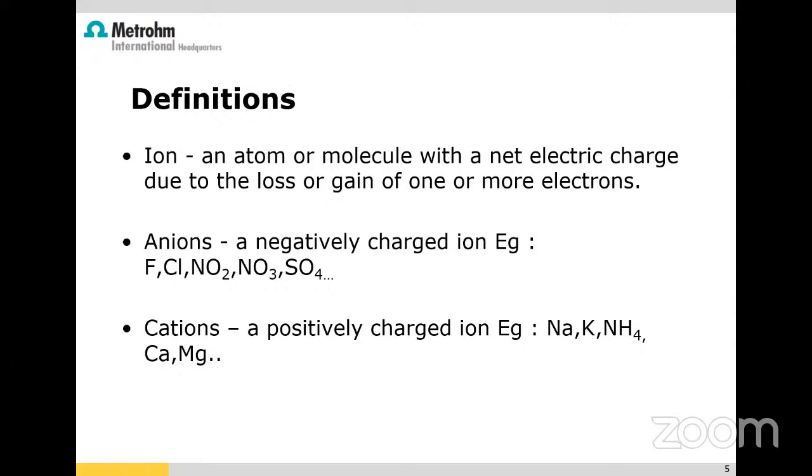For negatively charged ions, you can see the examples: F minus, that is fluoride, Cl minus, that is chloride, NO2 minus is nitrite, NO3 minus is nitrate, sulfate is SO4 2 minus. Like this, there are many ions which are negatively charged, which we call anions. Similarly, cations, we have sodium, potassium, ammonium, calcium, magnesium, strontium, barium, rubidium, cesium, etc. So these come under the cations. So this is the definition of ion.